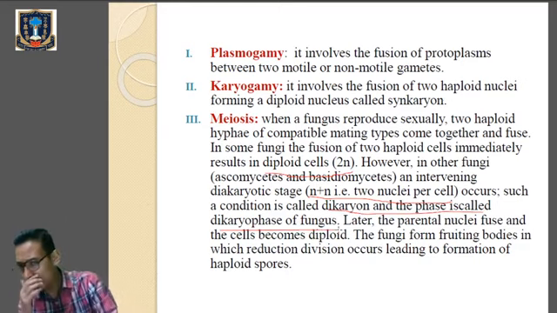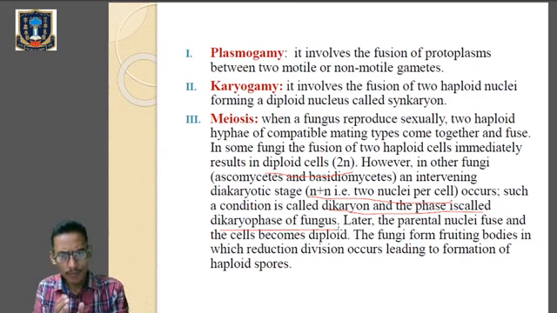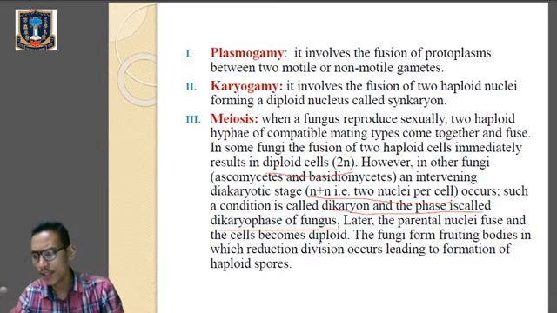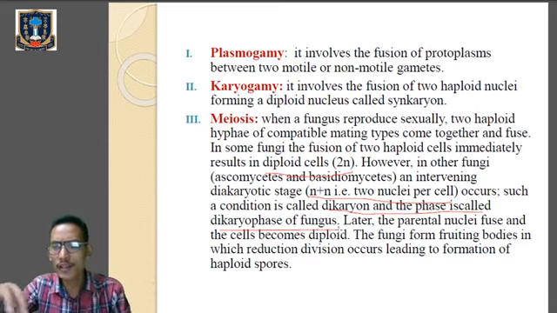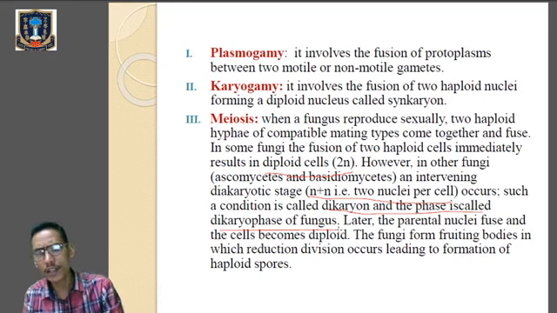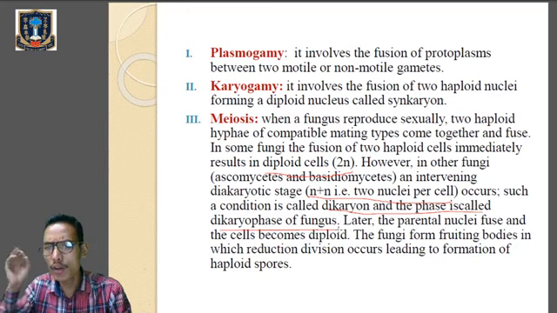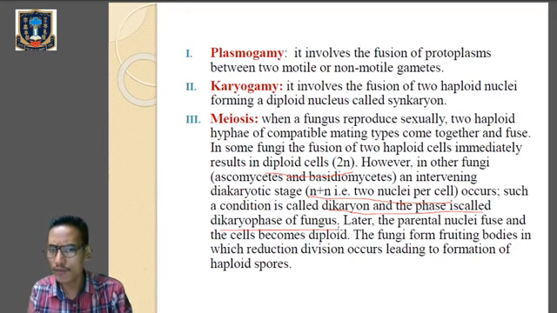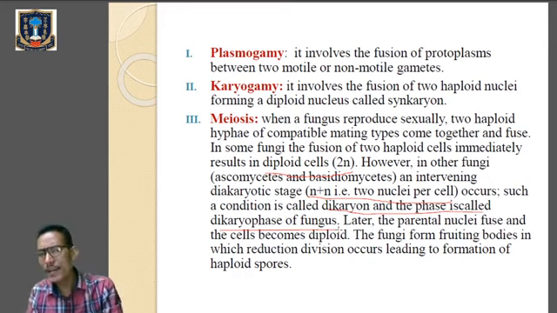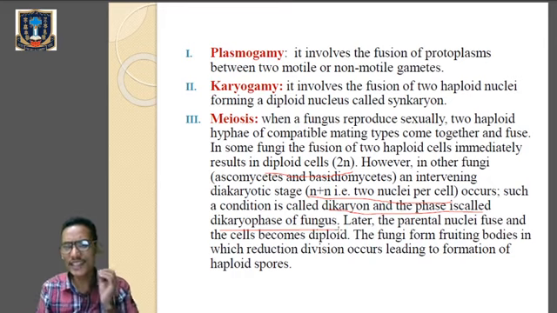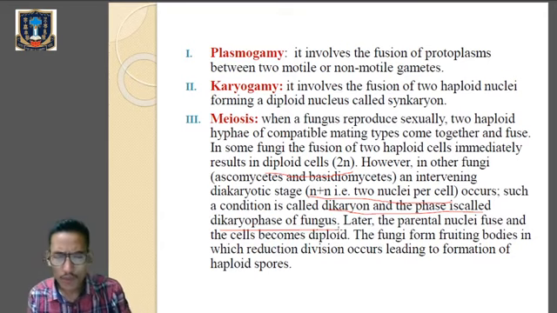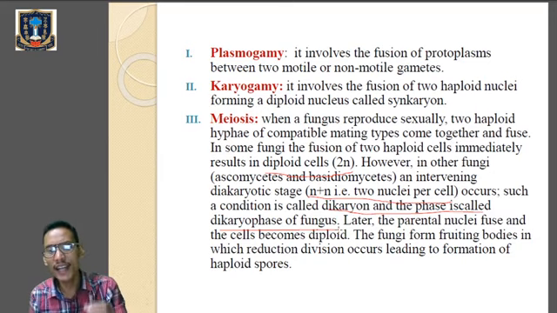I will repeat one more time. When the fungal hyphae are compatible, when they are similar, and two haploid compatible hyphae come in contact with one another, they will fuse. In certain fungi, whenever the two haploid nuclei fuse, they immediately result in the formation of a diploid cell, 2N. But in certain fungi like Ascomycetes and Basidiomycetes, an intervening stage is present between plasmogamy and karyogamy where they contain two nuclei per cell, N plus N.